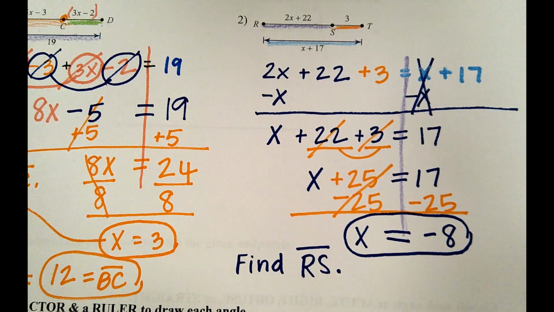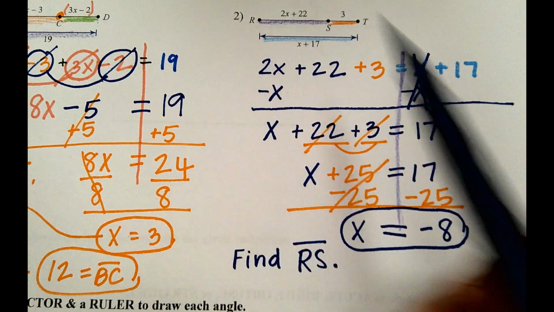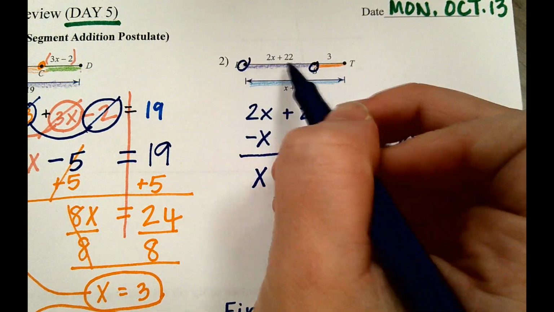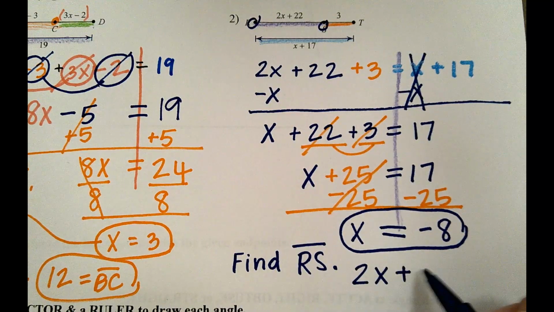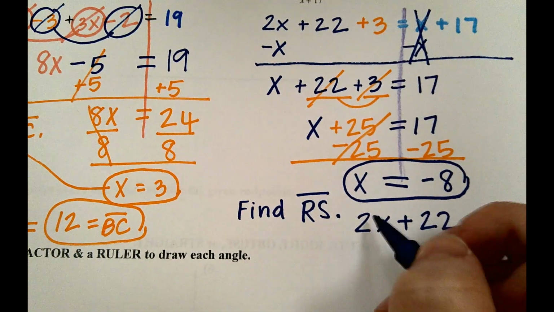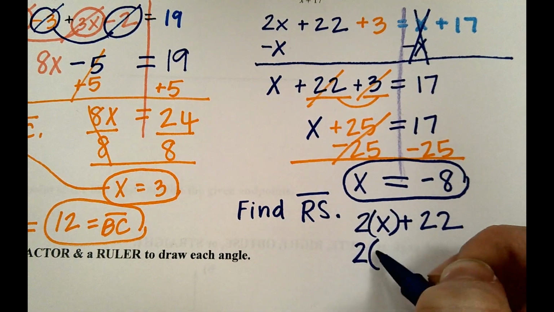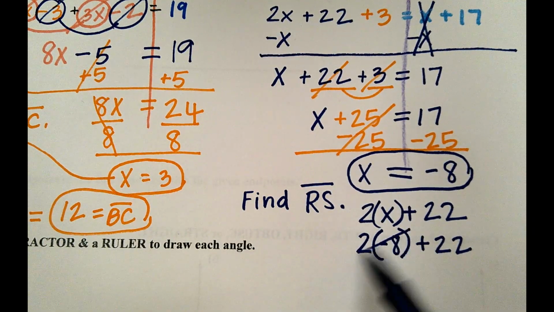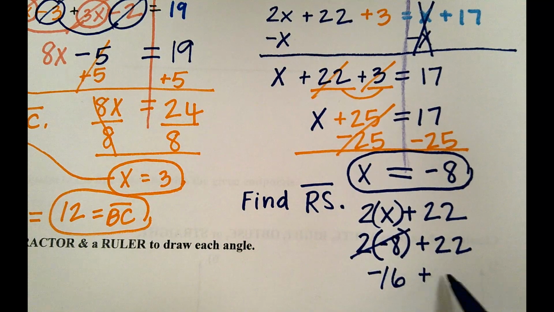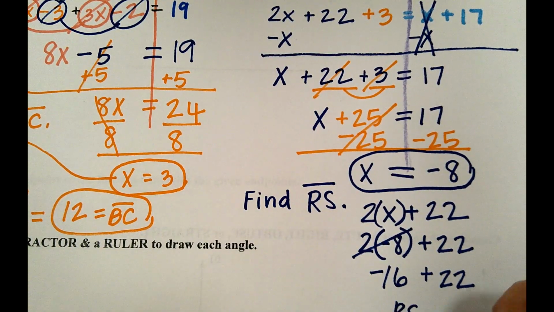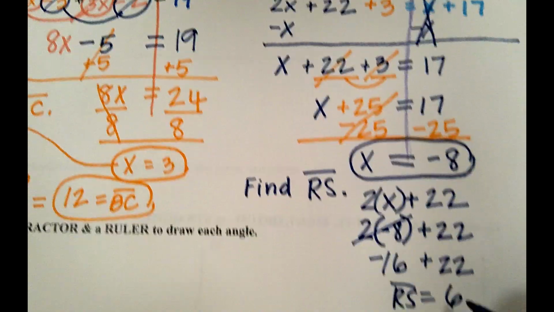Beautiful. So I'm going to write all that out now. We can do it slowly. I know RS is right here, R to S, 2x plus 22, and I know x is negative 8. So we can replace that. Instead of 2 times x, 2 times negative 8 plus 22. 2 times negative 8 is negative 16 plus 22, and we should get RS equals positive 6.